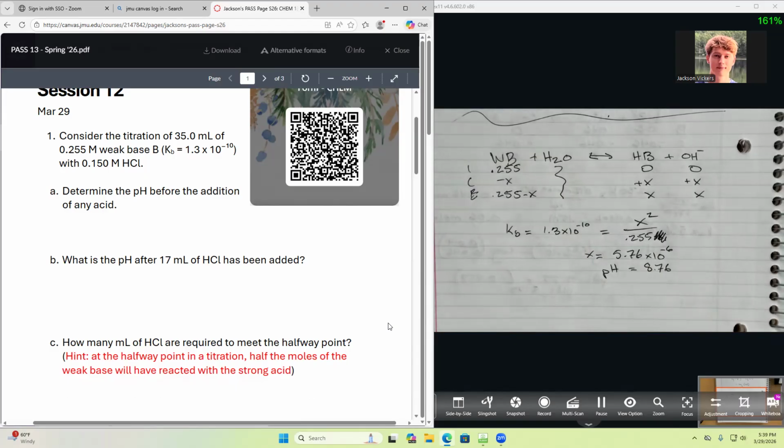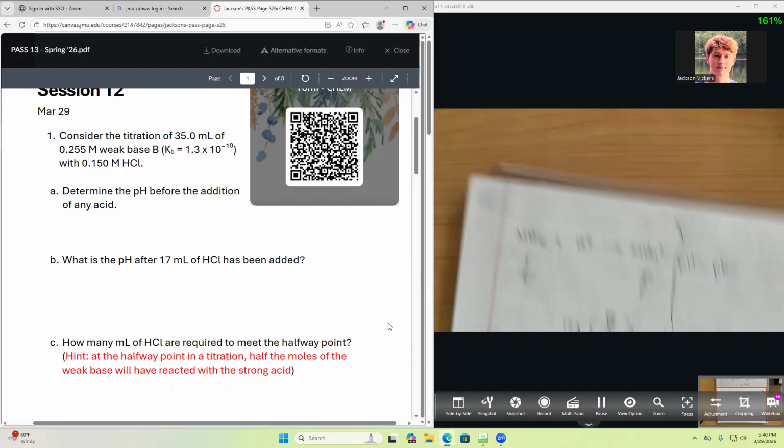So let's do that. And as a hint, this one, we do need to do a BCA table. Anytime we're reacting away, say a strong acid with a weak base, we need to see how that's going to react. So spend a few minutes seeing if you can figure this one out. There's a few steps here.